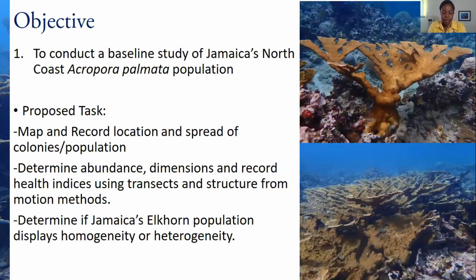Now, my objectives. Jamaica's Acropora palmata population has never been comprehensively assessed across the island. And due to the important functions, which I had stated earlier on, that it provides to not just the reef or the reef structure, but to the coastal communities, and its threatened status, the main objective of my research would then be to conduct a baseline study of Jamaica's North Coast population.